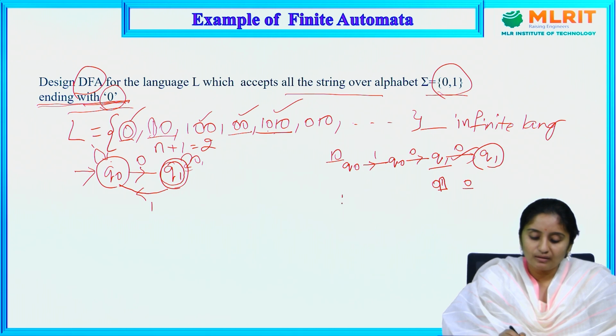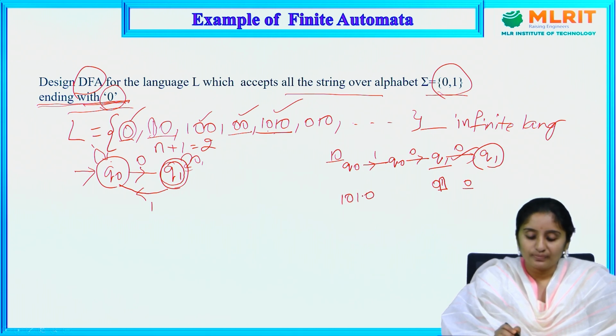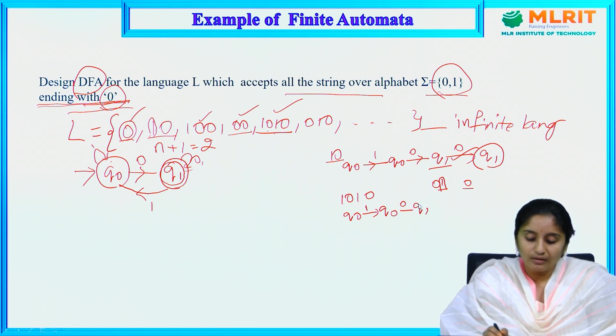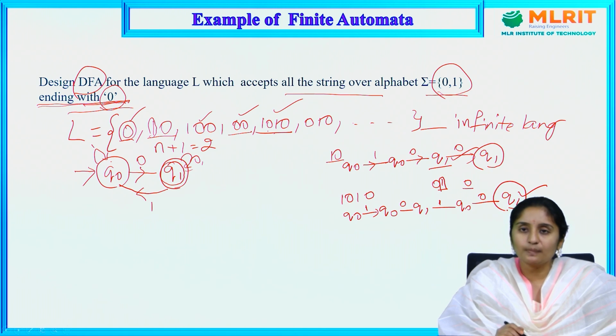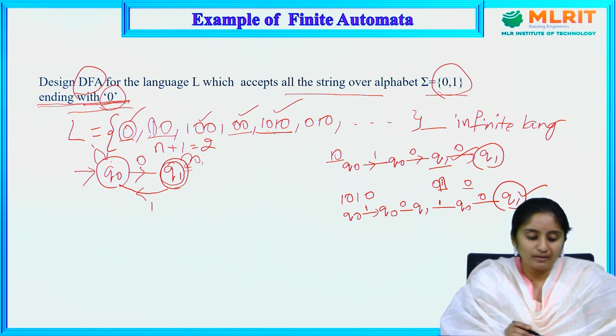Let me check it: 1, 0, 1, 0. Q0 on 1 stays in Q0. Q0 on 0 is moving to Q1. Q1 on 1 is going to Q0. And Q0 on 0 is moving to Q1. So the string is accepted. How am I telling the string is accepted? It reaches my final state. So this string is also accepted.